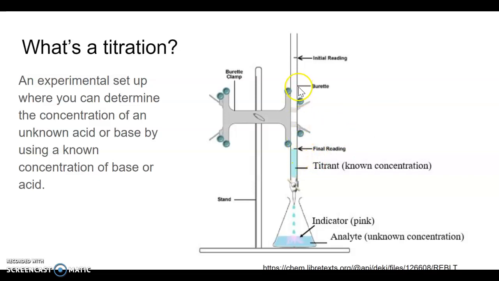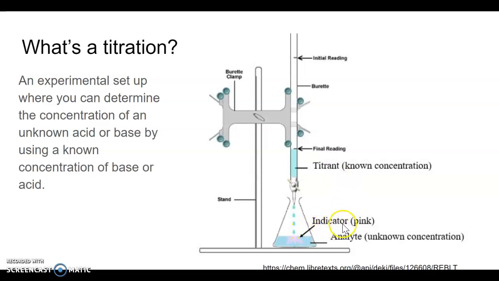So you take a burette. You'll have seen them before. They have markings on them that indicate the volume. So you might have started up here and then ended up putting this much of what's called the titrant in, which you'll see. I'm going to show you a quick example of that.